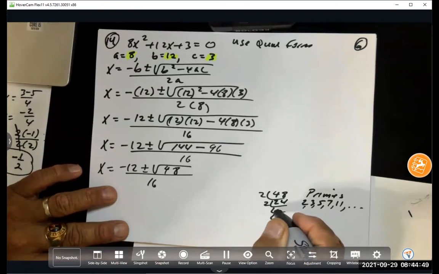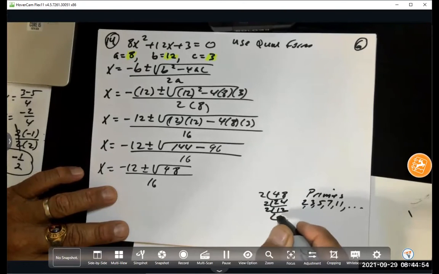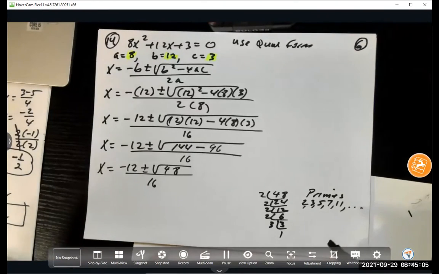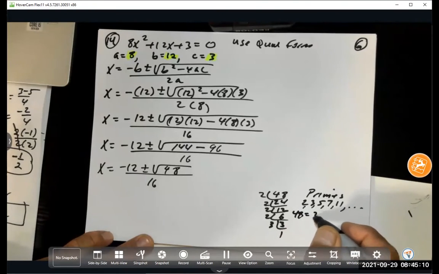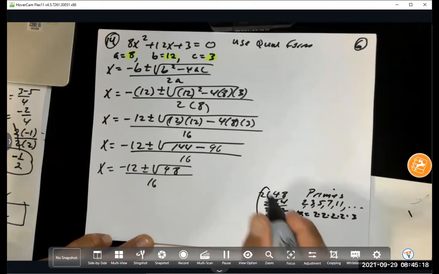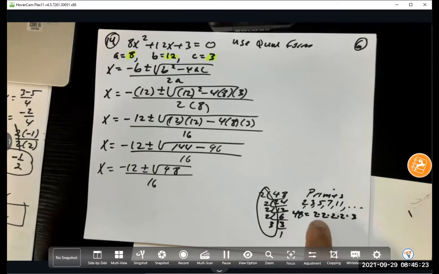24 divided by 2 is 12. And then 2 divides 12? It's 6. And 2 divides 6? It's 3. And 3 divides 3? It's 1. All right. So I see that 48 is exactly 2 times 2 times 2 times 2 times 3. Do you all see that? 2 times 2 is 4, times 2 is 8, times 2 is 16, and 16 times 3 is 48.